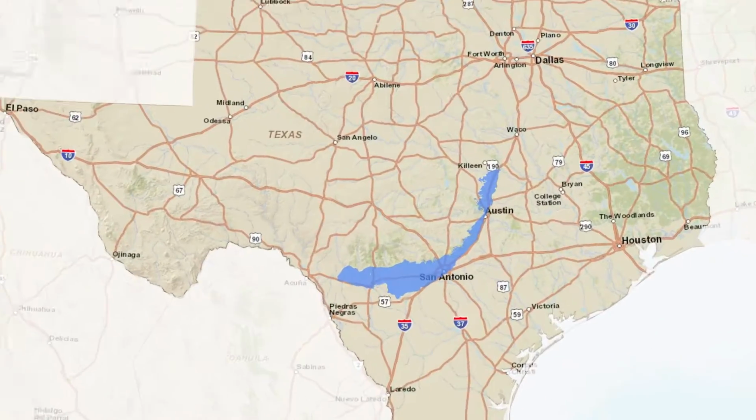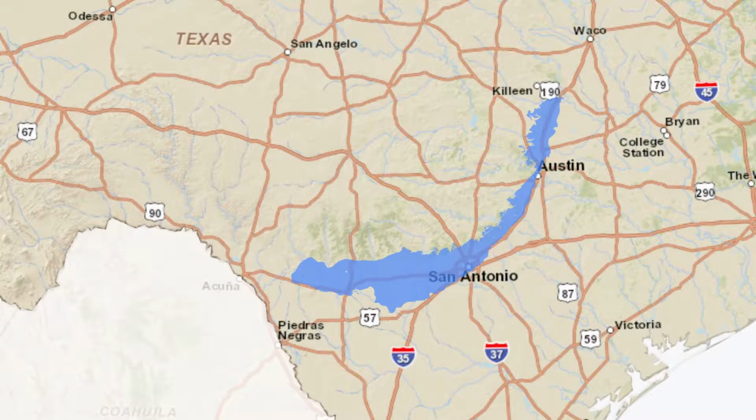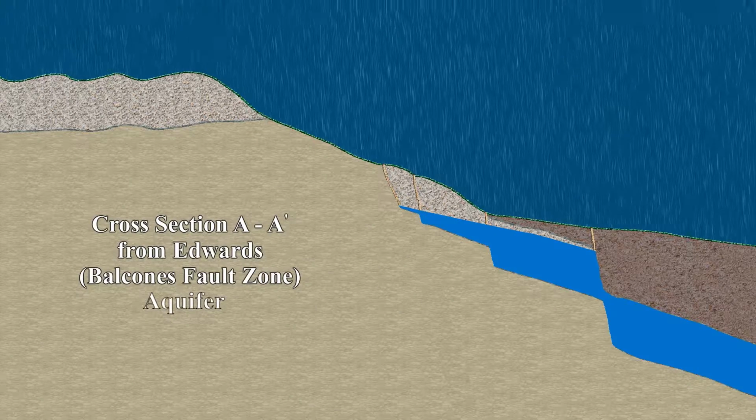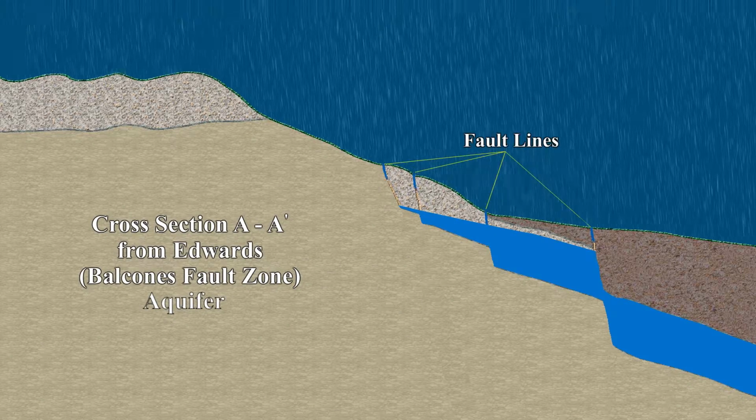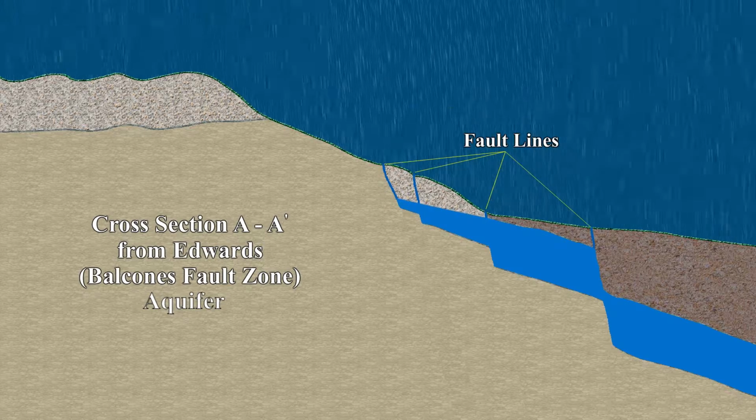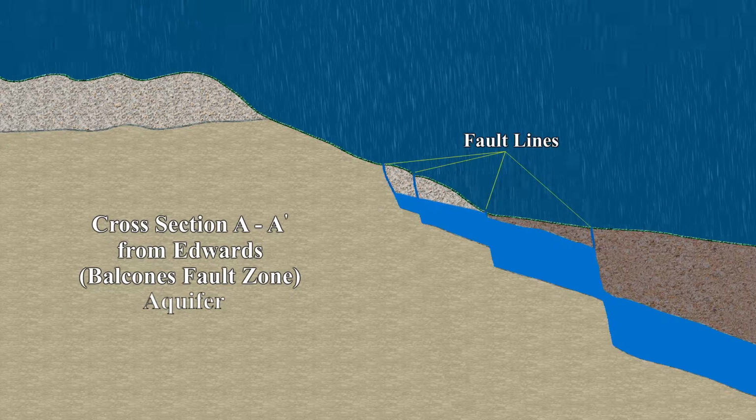Being on a fault zone, the karst limestone of the Edwards Aquifer is highly fractured. Rainwater seeps very quickly into the Edwards Aquifer through the fault lines, even while a storm event is happening. Not all limestone aquifers in Texas recharge this quickly.